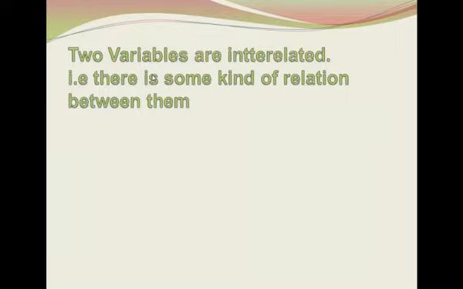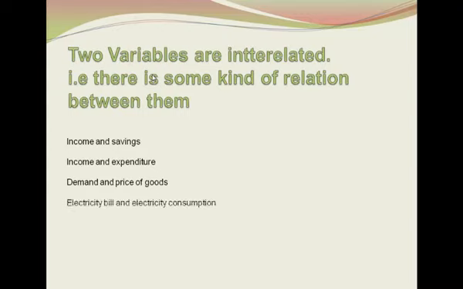So what is correlation? Many times we come across situations where two variables are interrelated, that is, there is some kind of relation between them. For example, income and savings, income and expenditure, demand and price of goods, electricity bill and electricity consumption. In income and savings, when income increases, savings also increase, or when income decreases, savings also decrease. That is, income and savings are directly proportional to each other.